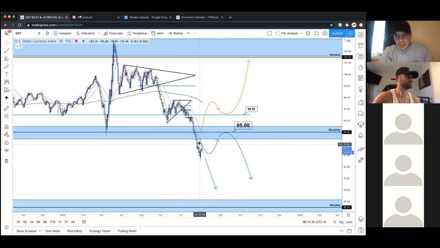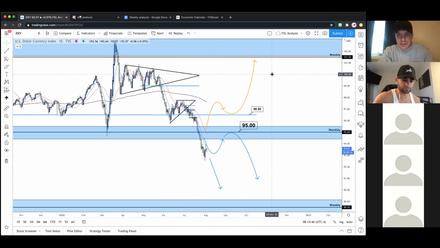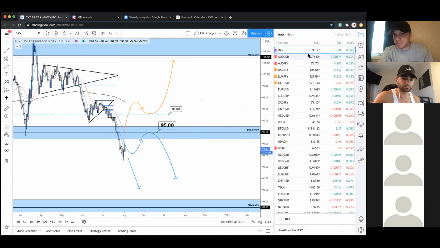So we'd like to see it break back above this monthly, back above this structure level at 96.5, confirm a higher low, and then and only then will we consider going long on this, and we can see more of a bullish trend in that scenario. Okay, so that's DXY, guys.